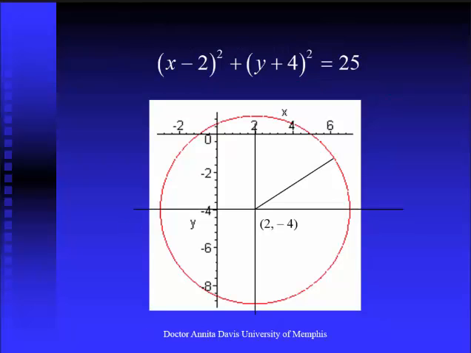This is the graph of our circle. Notice the center is (2, negative 4). The radius is 5. This is the x-axis, this is the y-axis. To identify the point here on the circle, first we see that since the radius is 5 and the center is 2, 2 plus 5 is 7. The x-coordinate of this point is 7. Notice this line is parallel to the x-axis, so the y-coordinate is the same as negative 4. Therefore, this point on the circle is (7, negative 4).